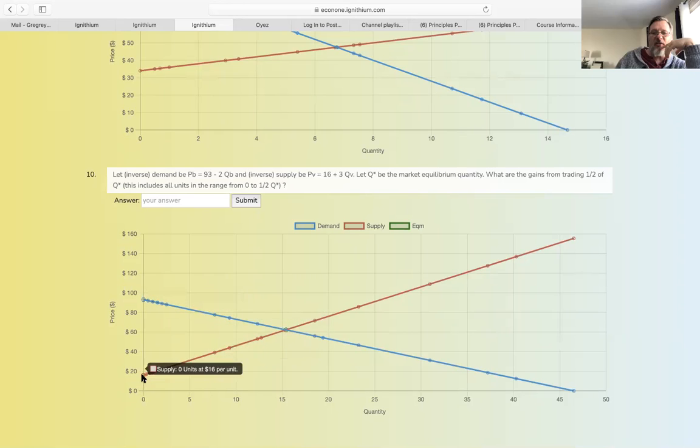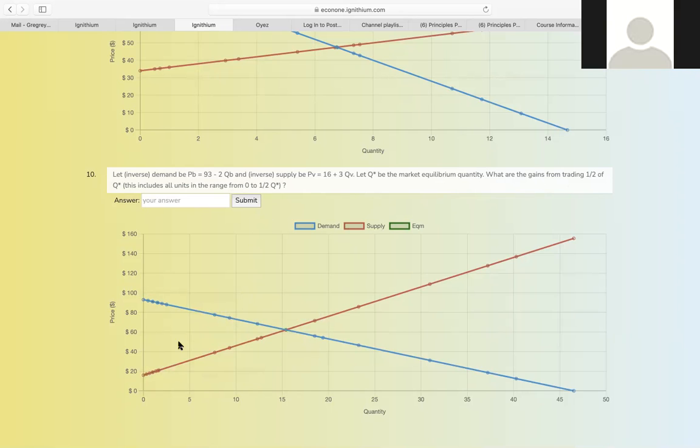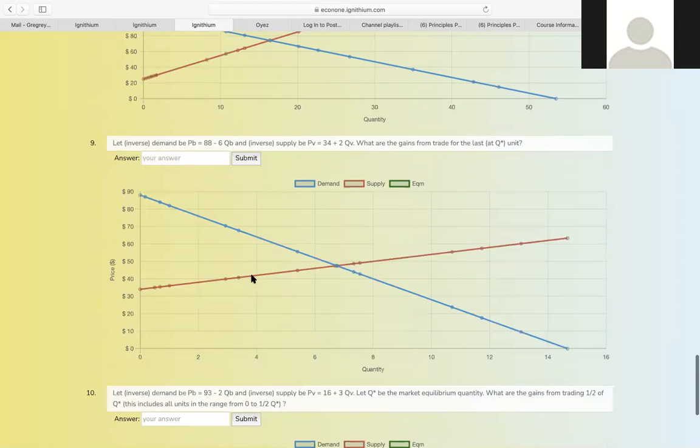So this requires a little bit different calculation. They're saying, yeah, we want the gains from trading half. This includes all units in the range from 0. So it'd be the area of the trapezoid. Yeah, the area of that trapezoid. So you'd just be using a different formula. Yeah, exactly.